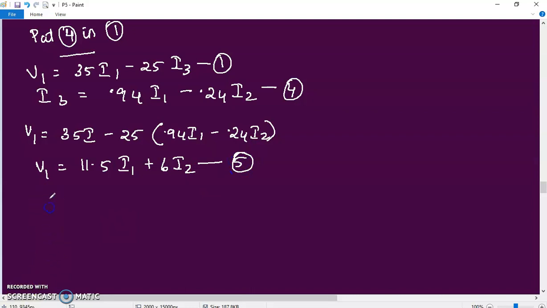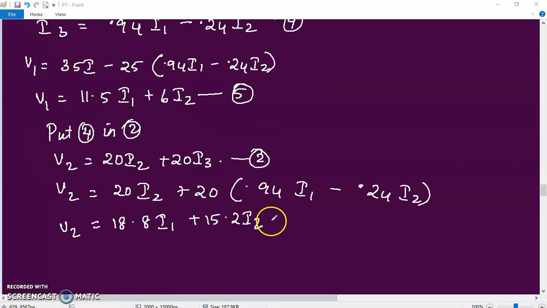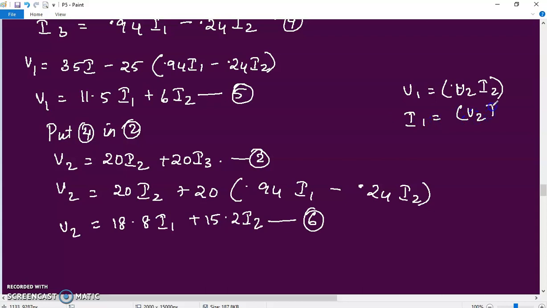Now put 4 in equation 2. I have rewritten equation 2: V2 is equal to 20 I2 plus 20 I3. So put equation 4 in equation 2. Now this is equation number 6. We need equations like this: V1 as a function of V2 and I2, and I1 as a function of V2 and I2.